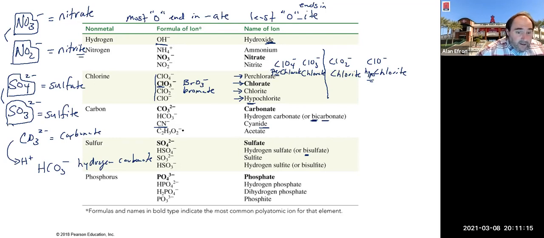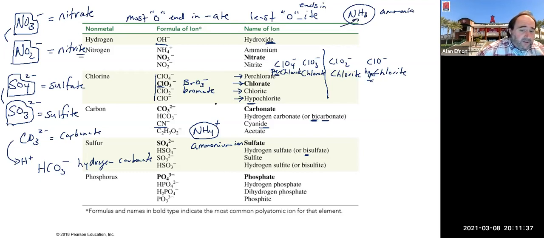And again, one of the few positive polyatomic ions you'll come across is NH4 plus, which is the ammonium ion. Not to be confused with NH3, which has no charge and is ammonia. So this is not a polyatomic ion, no charge, but this one is. Those are two that get confused a lot.